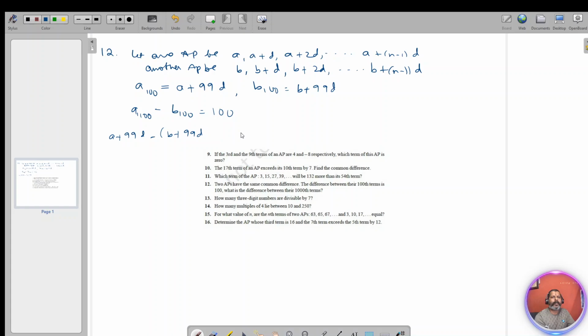Okay. Please understand here. Then you open the bracket and solve it. a plus 99d minus b minus 99d equal to 100. Open the bracket, you'll understand. So 99d cancels because one is plus and one is minus. Therefore, a minus b is 100.